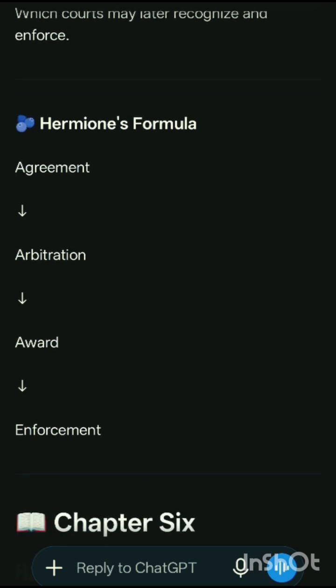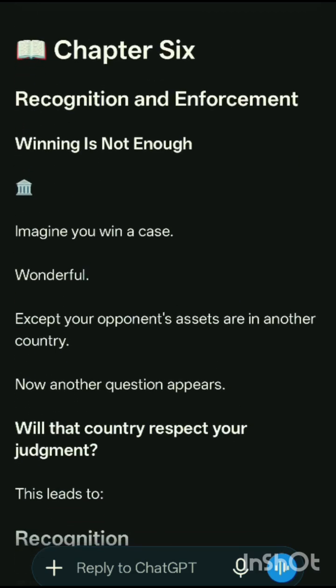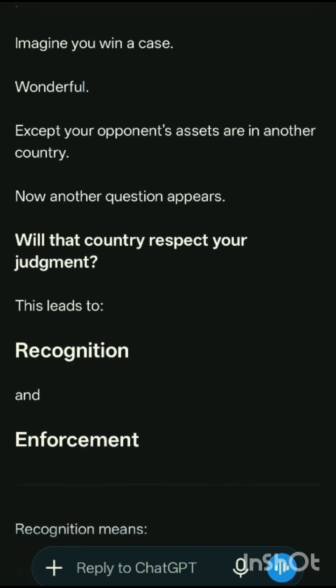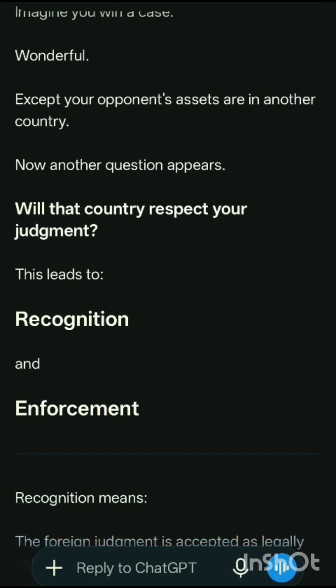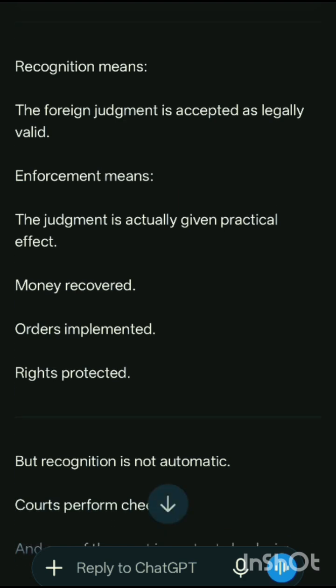Chapter 6, Recognition and Enforcement. Winning is not enough. Imagine you win a case. Wonderful. Except your opponent's assets are in another country. Now another question appears: will that country respect your judgment? This leads to recognition and enforcement. Recognition means the foreign judgment is accepted as legally valid. Enforcement means the judgment is actually given practical effect: money recovered, orders implemented, rights protected.